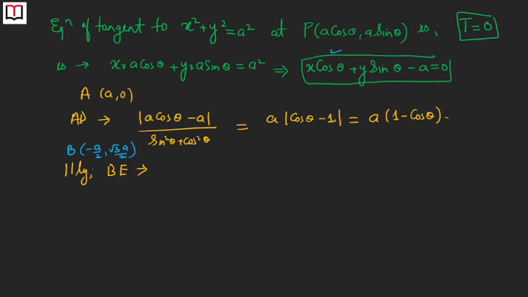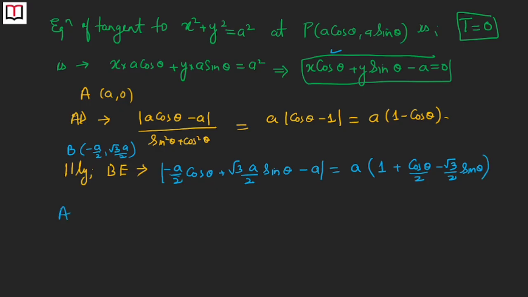Fine. So what will that be? Replace x by minus a by 2. So minus a by 2 cos theta plus root 3 a by 2 sin theta, and then minus a, mod again. So I will take a common, and then again, mod has to be positive, so it should be a times 1 plus cos theta by 2 minus root 3 by 2 sin theta.